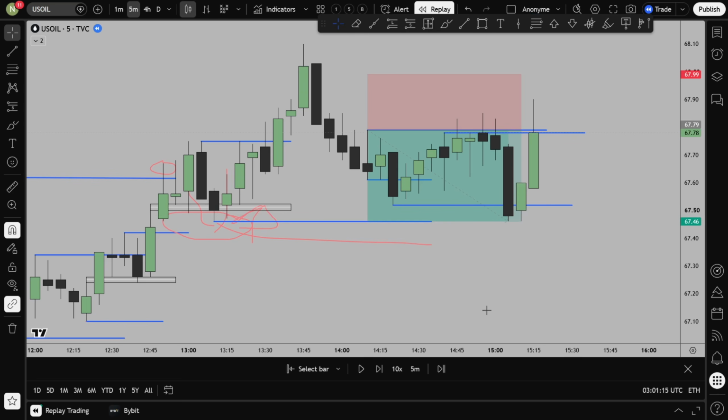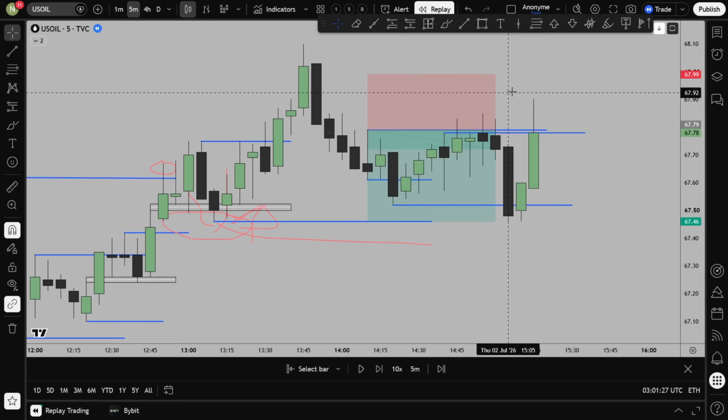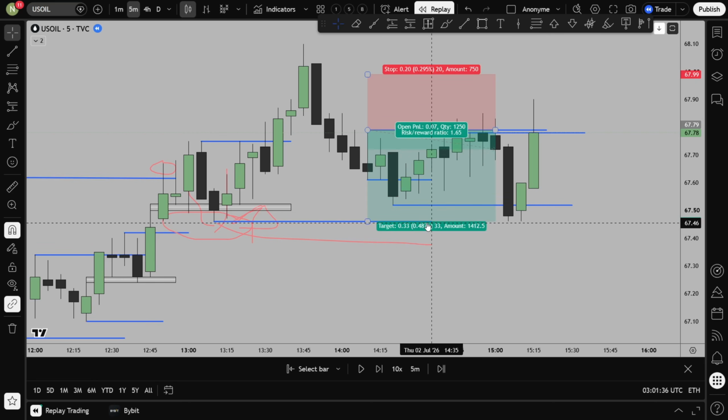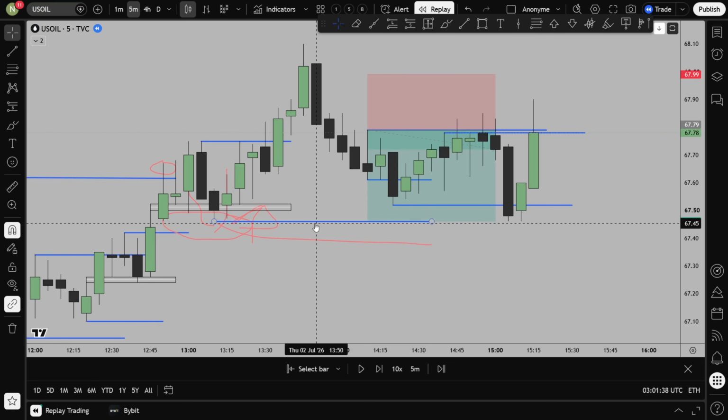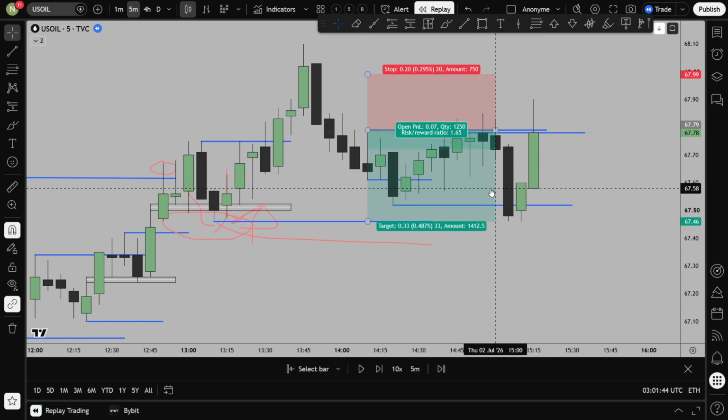But then we have a pullback. This is a great example that price is not as clear sometimes. It is very confusing at times. So you don't have to focus 100% on the auction shift. You could even wait for a change of character or something happening. But this shift means something clearly is changing. So you need to pay attention.